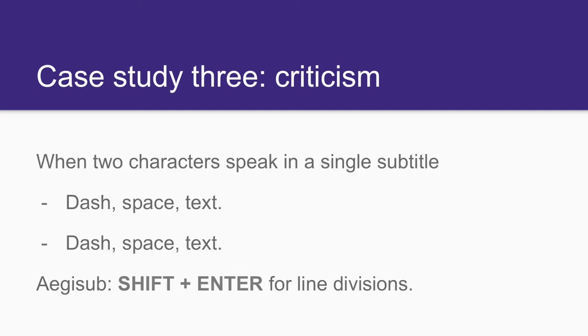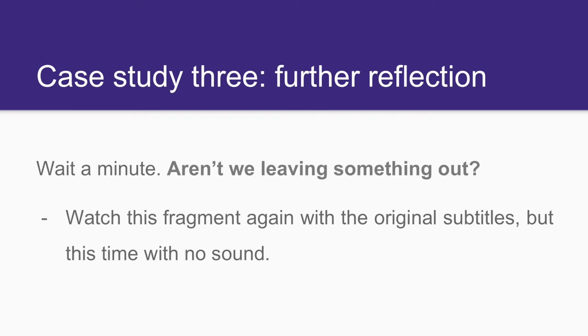The novelty resides in the fact that two characters speak in one single subtitle. The procedure in this case is to write a dash, followed by a space, followed by the utterance, and then do the same with the second character after adding a line division. Please keep in mind that freeware subtitle editors, such as Egisub, require the use of Shift and Enter to divide subtitle lines. Other programs, however, and platforms like Clipflare or Amara, simply need to press Enter to achieve the exact same effect. So, everything seems to be ready, doesn't it?